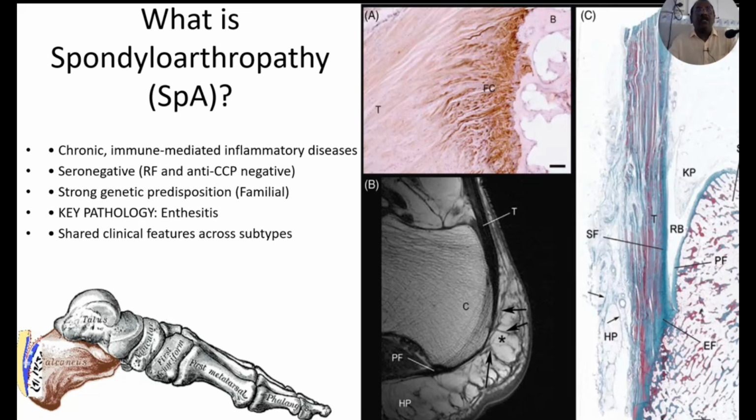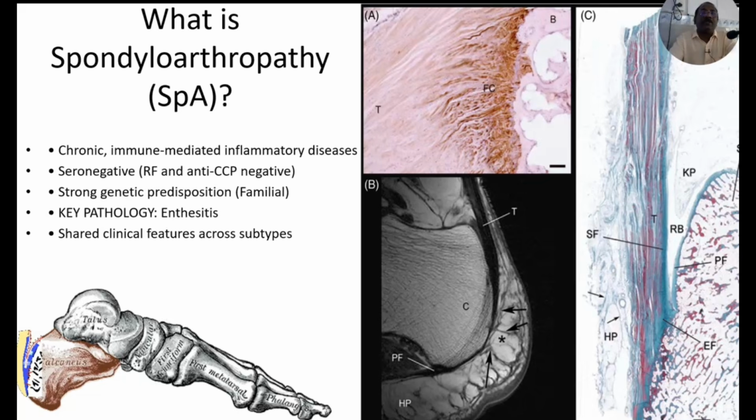This is the very important landmark feature of all your spondyloarthritis: the enthesitis and dactylitis. What do you mean by enthesitis? That is the inflammation of your ligaments or the tendons or the bone capsules attaching to the bones. That is the enthesitis. That is the most characteristic feature of your spondyloarthropathy. It's a shared clinical feature across the subtypes. It's very difficult to differentiate different spondyloarthropathies.